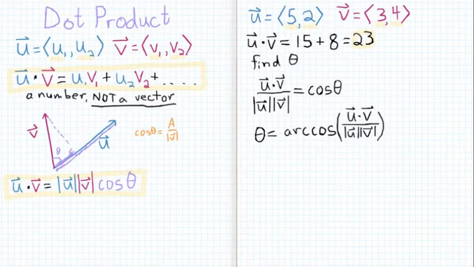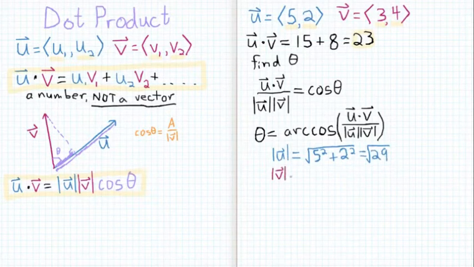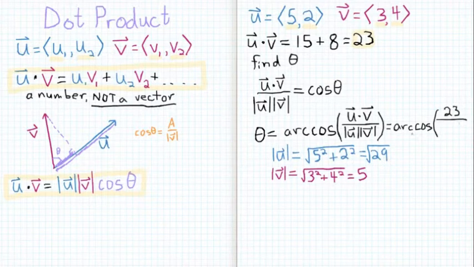We already found that the dot product was 23, so now let's find the length of each of the vectors. To find the length of u, we'll use the Pythagorean theorem, so that's the square root of 5 squared plus 2 squared, and that's the square root of 29. And then to find the length of v, we'll do the same thing. That'll be the square root of 3 squared plus 4 squared, which is the square root of 25, which is 5. So theta will be the arc cosine of 23 divided by 5 times the square root of 29. Now, I don't know what that is, but my calculator says that it's 31.3 degrees.